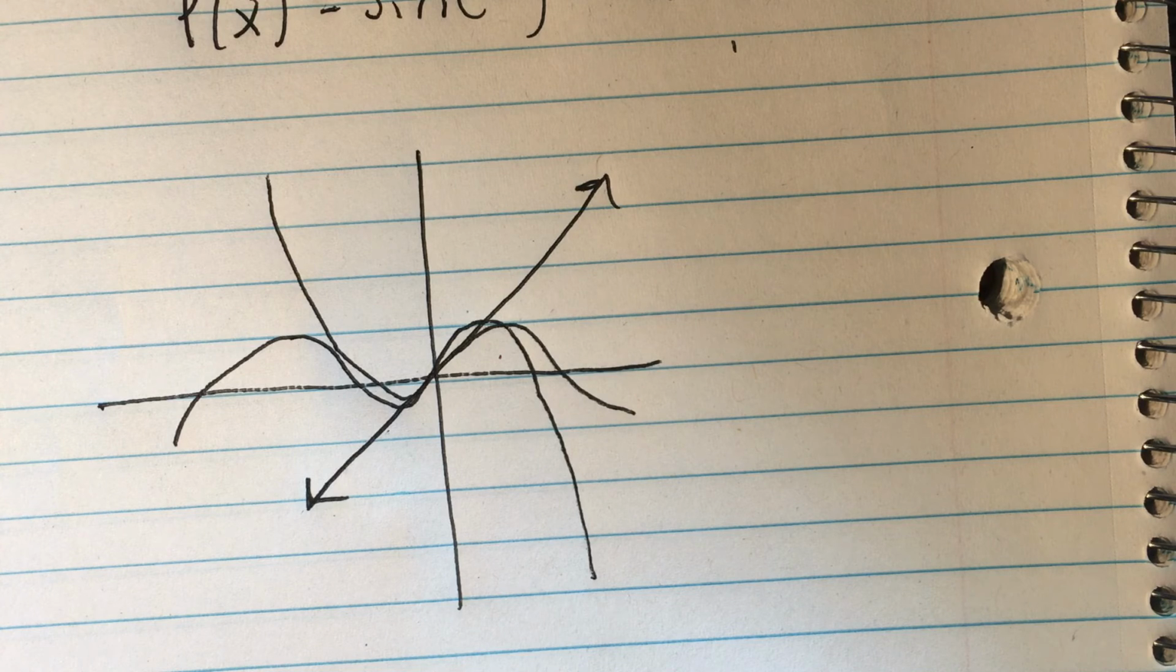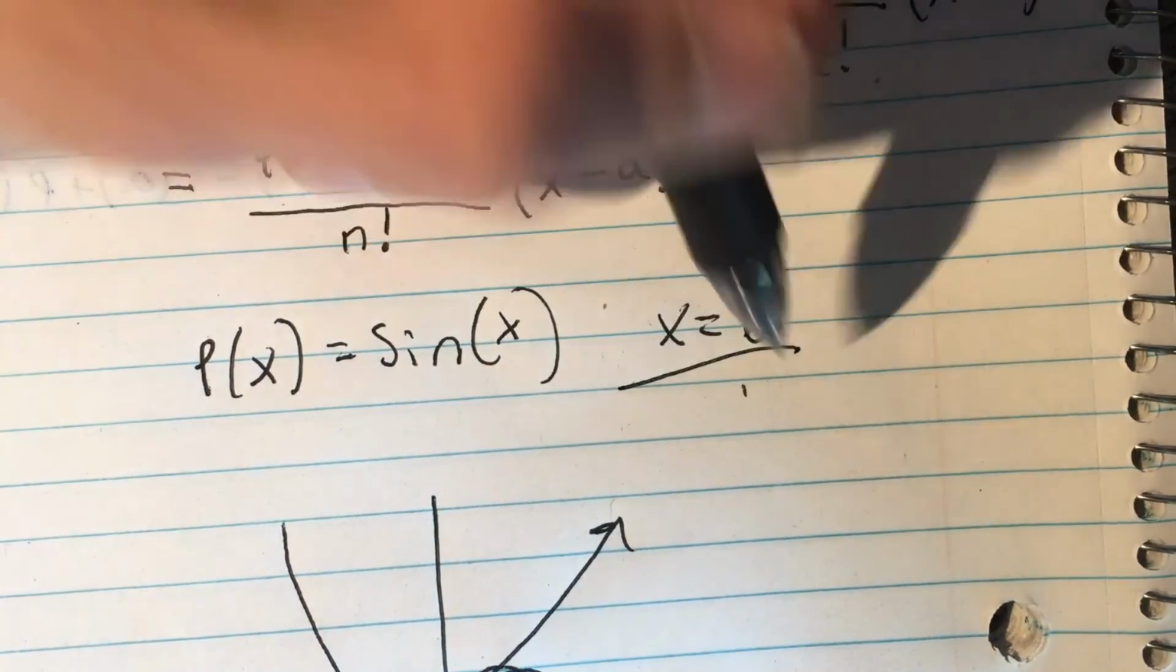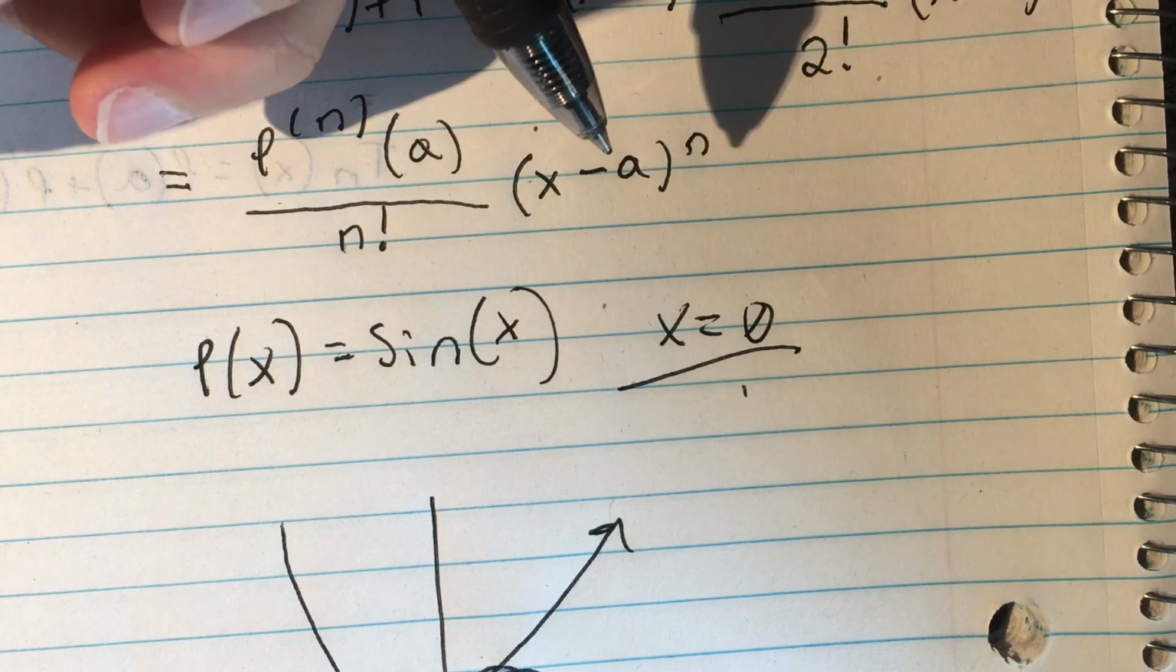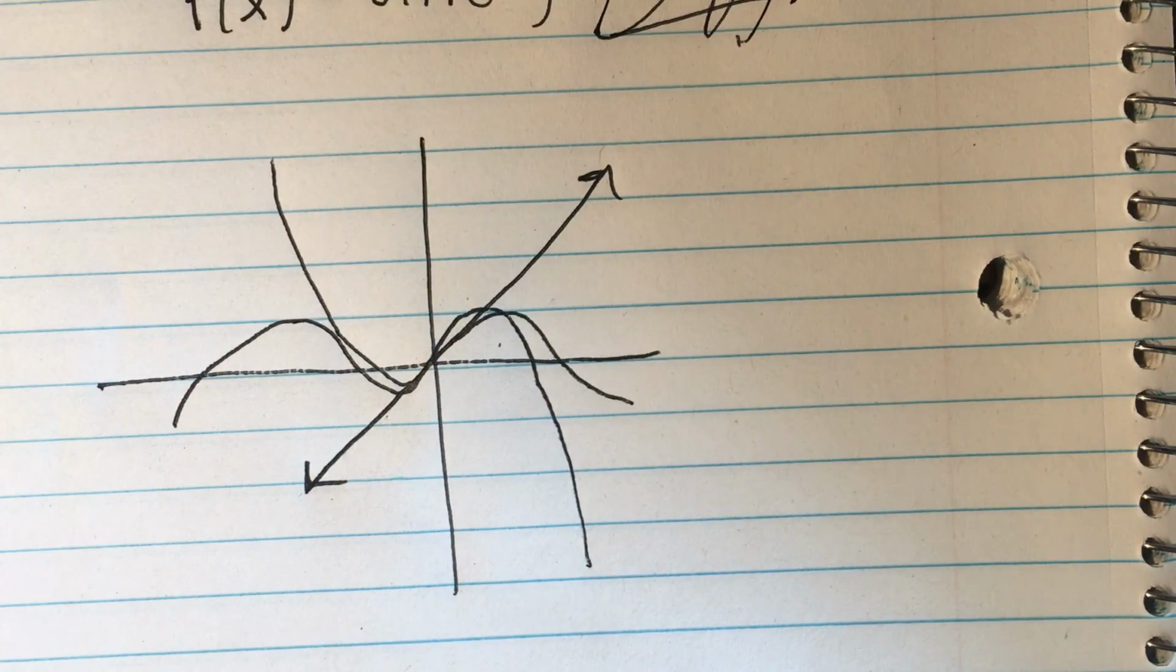For example, y equals sine of x. Also, I realized I made a mistake. It's not a Maclaurin series, it's a Taylor series. Don't worry about that. I just realized I was wrong.